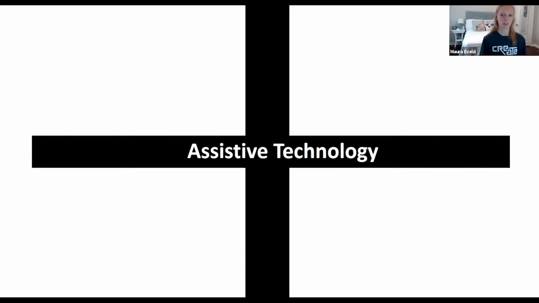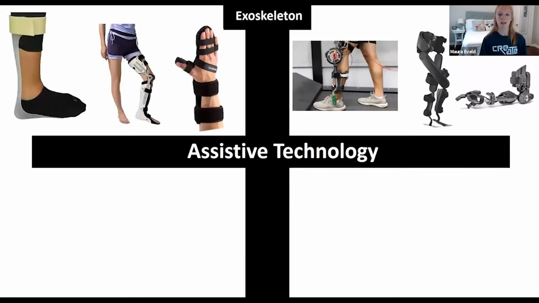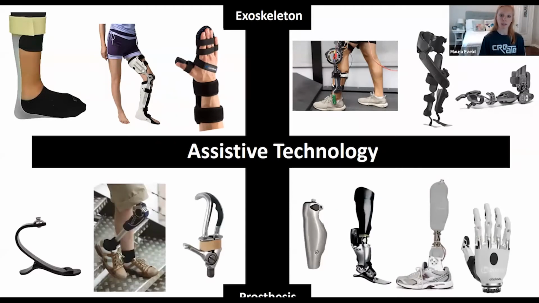And so for this definition, we have two main categories. The first is an exoskeleton. So this is a device that fits around an affected limb and aids in stability or movement. The second is a prosthesis. This device actually replaces the missing limb and provides some, if not all, of the function that was lost.